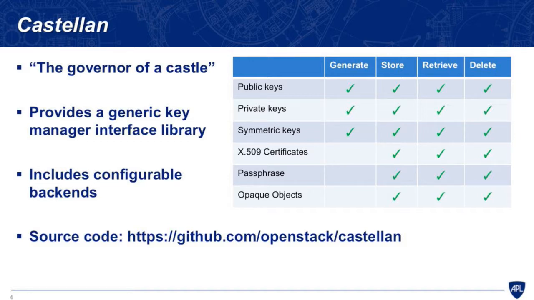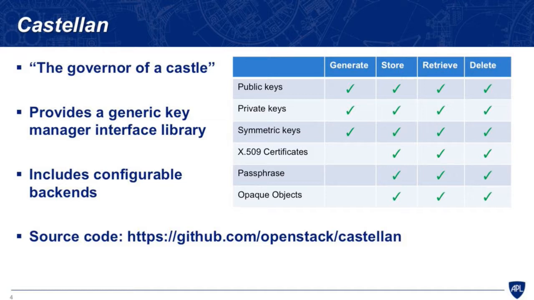And so as I mentioned before, certificate authorities are responsible for generating and revoking certificates, but the key manager can store, retrieve, and delete all sorts of managed objects, whether it's public, private, symmetric keys, passphrases, opaque objects, and certificates. It can also generate the keys as well, public, private, or symmetric, as that's already part of its cryptographic abilities. And so Castellan includes many configurable backends, including Barbican.